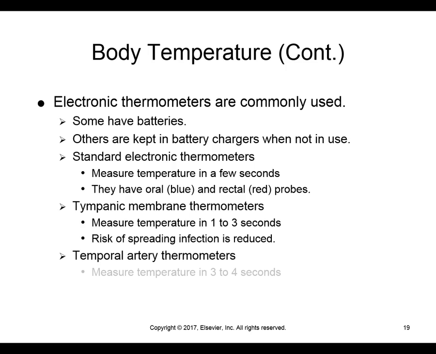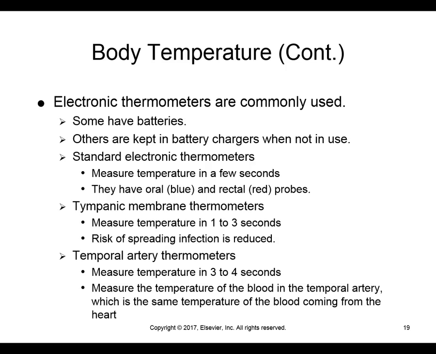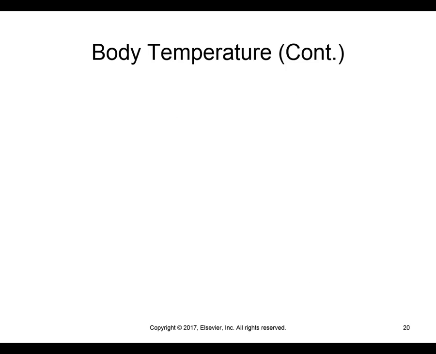And then temporal artery thermometers measure temperature in 3 to 4 seconds. They measure the temperature of the blood in the temporal artery, which is the same temperature of the blood coming from the heart. So once again, a very accurate measurement of the core temperature.